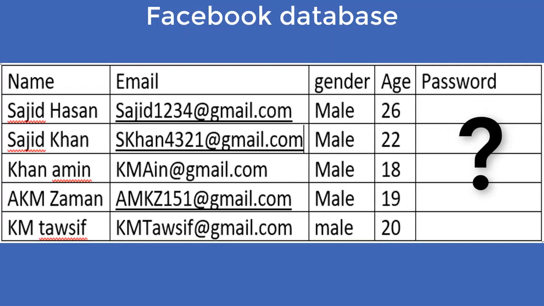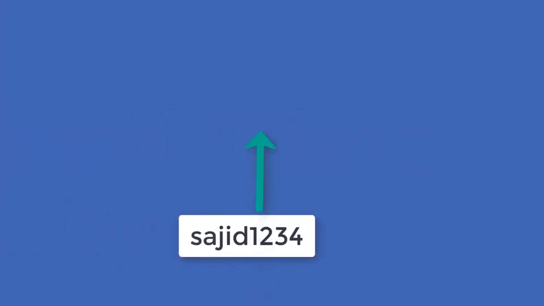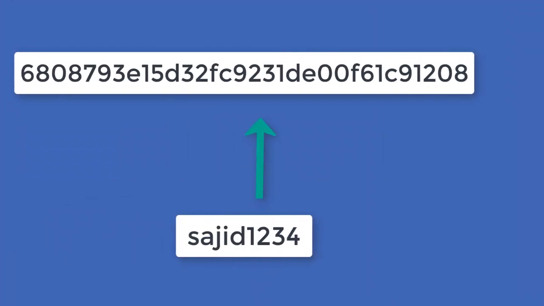Earlier, the password we used to open an account was in plain text, and we all give passwords in plain text format. But Facebook never saves it as plain text. They convert it from plain text to hashed format text.